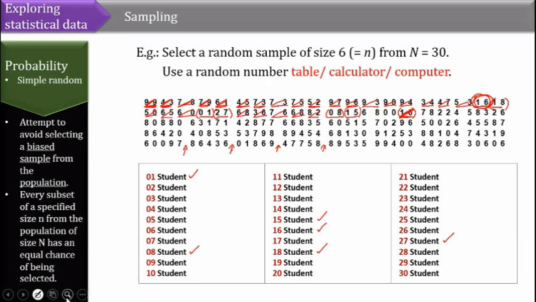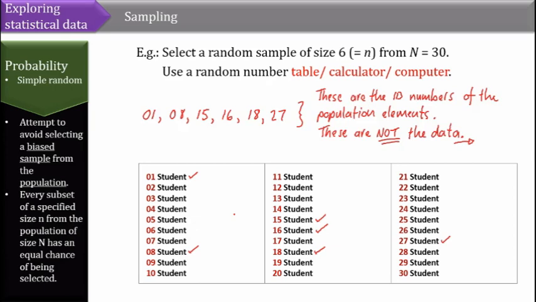Right, now if we look at our resulting sample, then we see that we have student number 1, 8, 15, 16, 18, and 27. Now really important to note, these are the ID numbers that were selected from the population. This is not the actual data. This is like having a list of ID numbers, right? A list of 6 ID numbers.